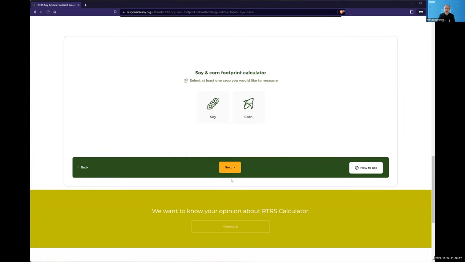Once you've clicked on that, you then get the choice of whether you'd like to look at both soy and corn or just one or the other. Naturally, today we're going to say, James, that for your example, we're going to look at both soy and corn to look at both elements of functionality.